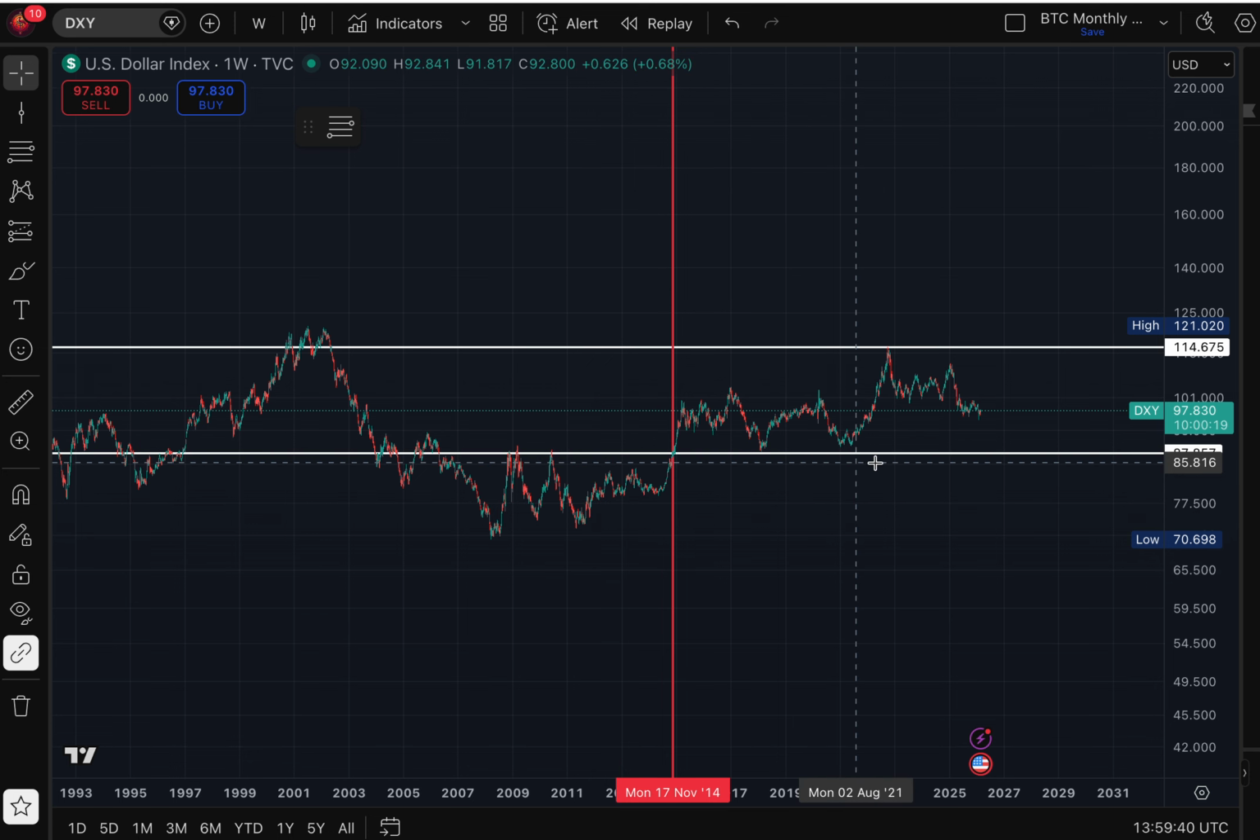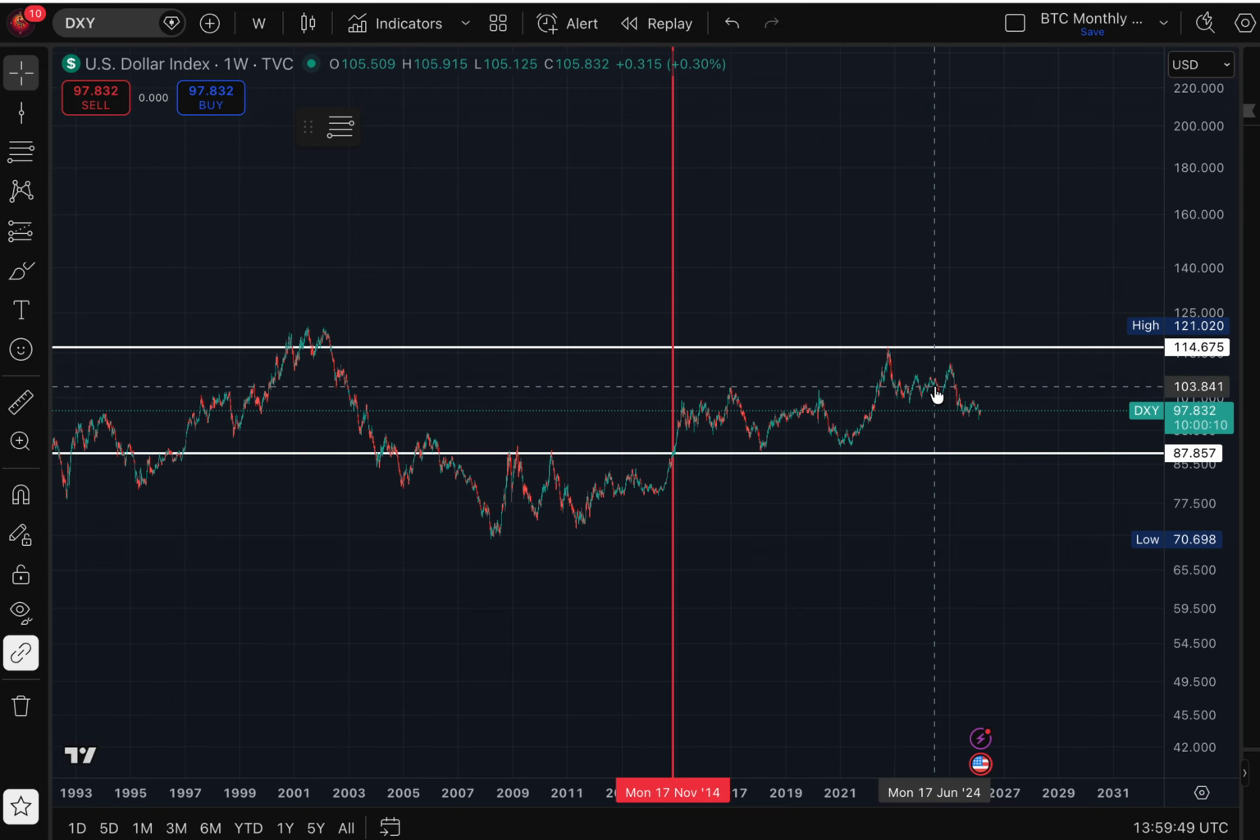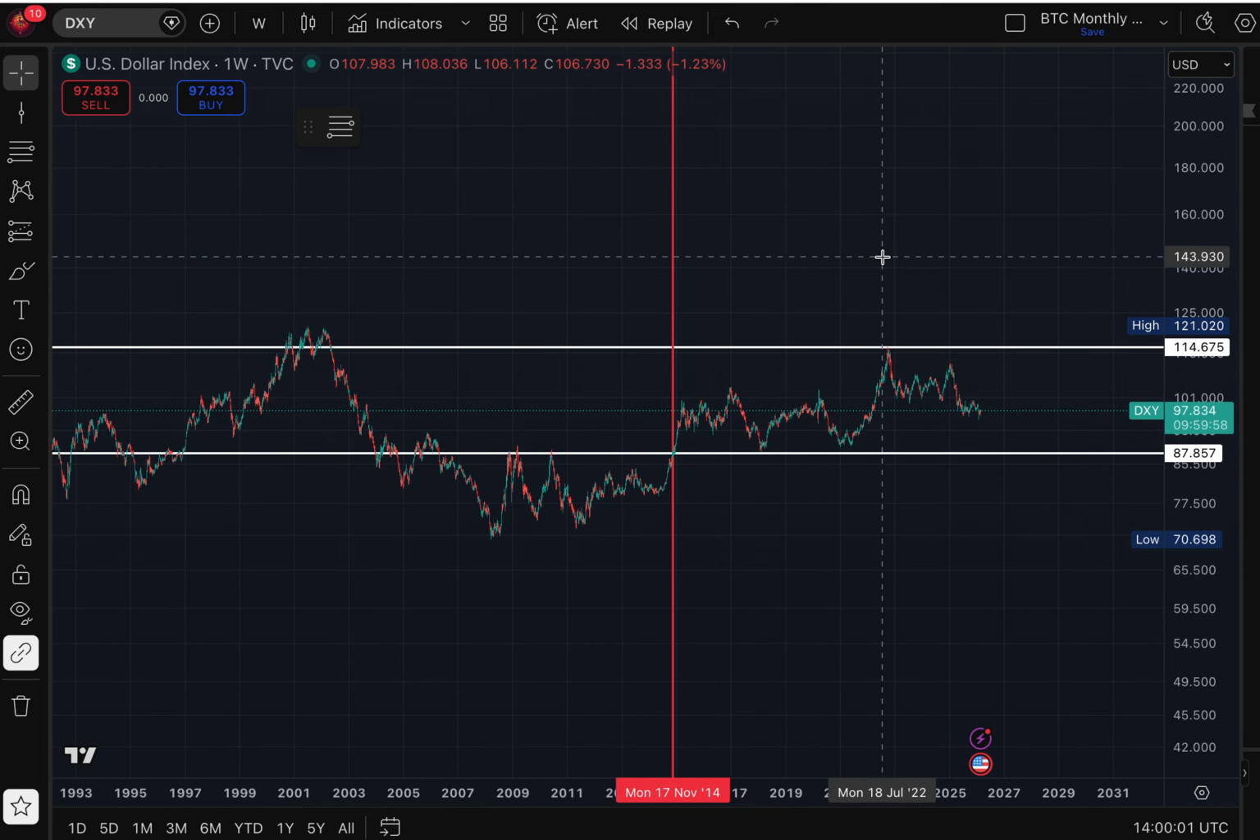You can also see that when we had our mini alt season in 2024, which is what I've been repeating over the past few videos, we only had a small correction down about 5 points for it to happen. So we don't necessarily need a massive weak dollar to have great things in crypto assets.